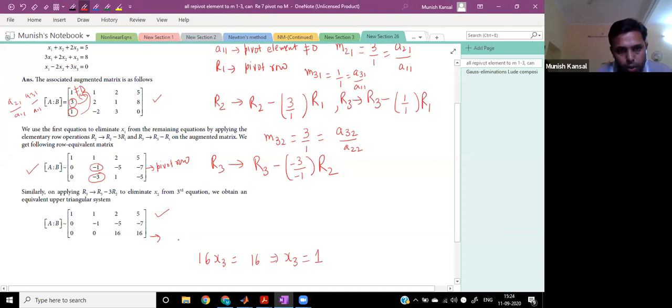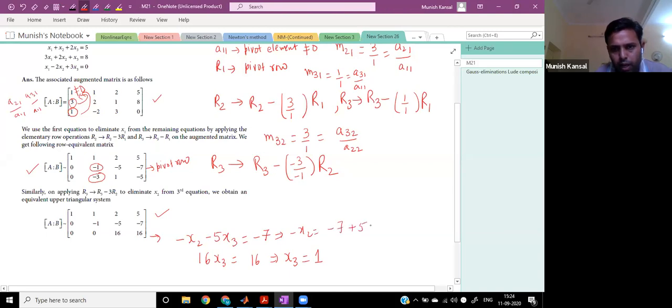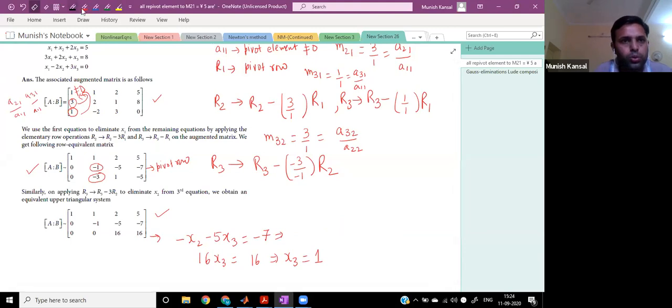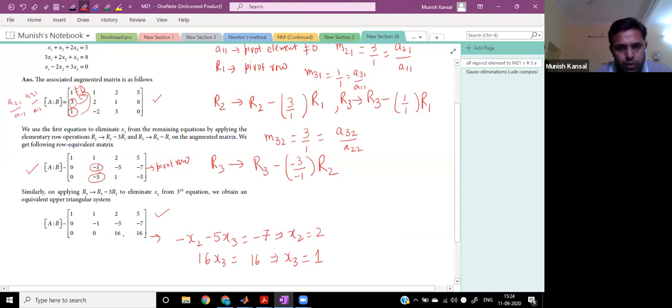Now, what is the second equation? This is minus x2 minus 5x3 is equal to minus 7. So what value does this give? Minus x2 is equal to minus 7 plus 5. So this is minus 2. So basically x2 is equal to 2. So let me simply write down x2 is equal to 2, right?